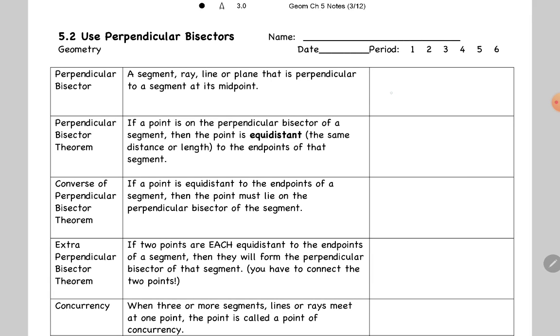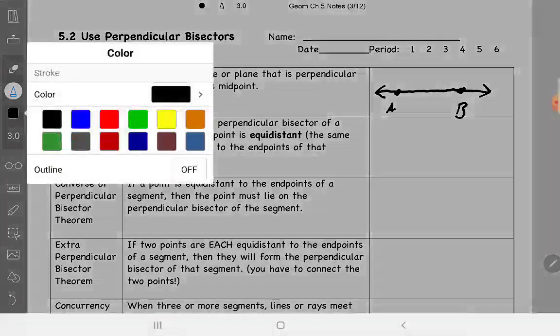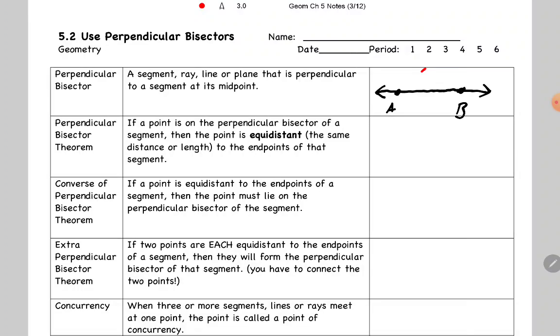So let's say we have a line, and then we have a segment. Let's call this AB. And we have another line called the perpendicular bisector. And it splits it in half.